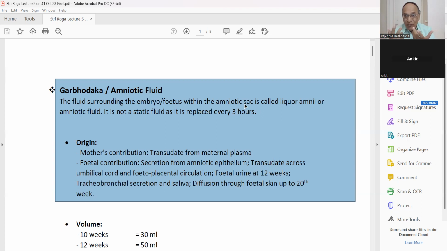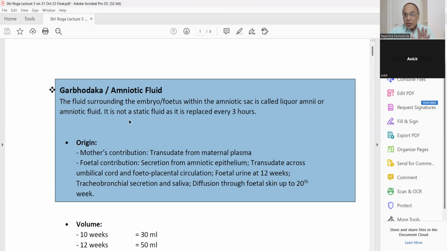And where is the amniotic fluid? It is in the amniotic sac. Sac is a bag. This is also called liquor. Liquor means liquid. Liquor is not alcohol. Liquor amnii, or it is also called amniotic fluid.